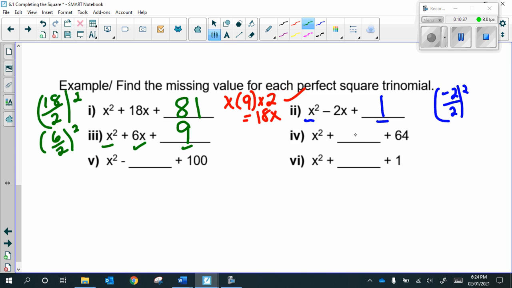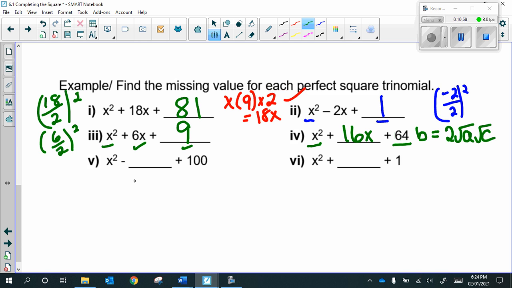Over here now we're missing the b value. Well, I know that b equals twice the square root of the outside terms. So square root of x squared is x. Square root of 64 is 8. So 2 times 8x is 16x.